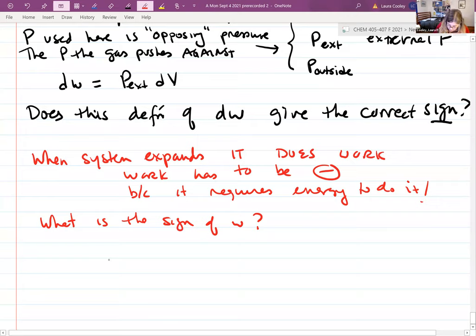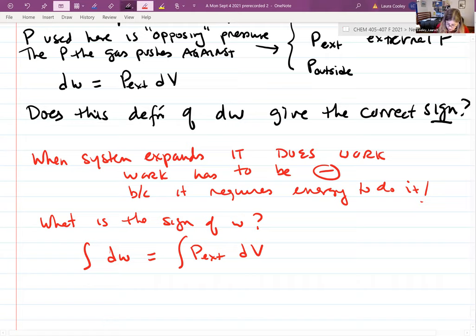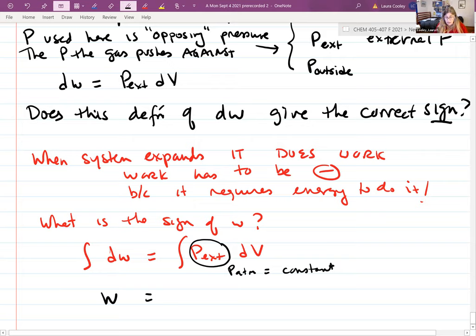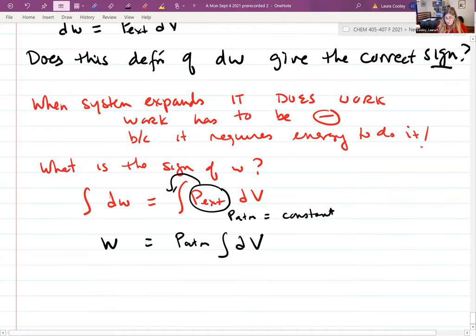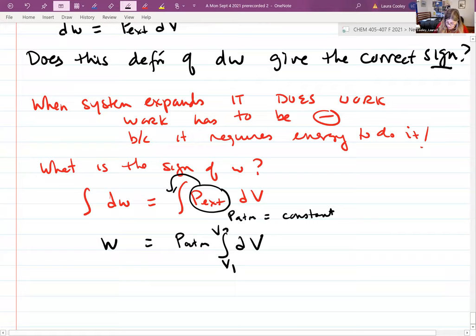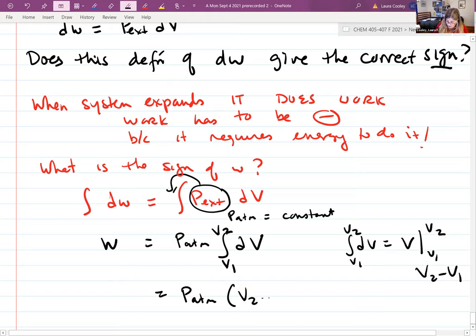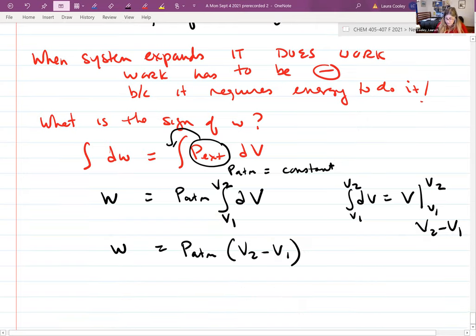So we want to integrate this equation. We have dW is P external dV. If we integrate this, the integral of these little contributions to the work is the work. This P external is really P atmosphere, and it's constant. It's a barometric pressure, and you could take it out of the integral, and then you just have the integral of dV between the two volume limits. So this would be P atmosphere, and the integral of dV is V evaluated between the two limits, V2 minus V1. So work is given by this.